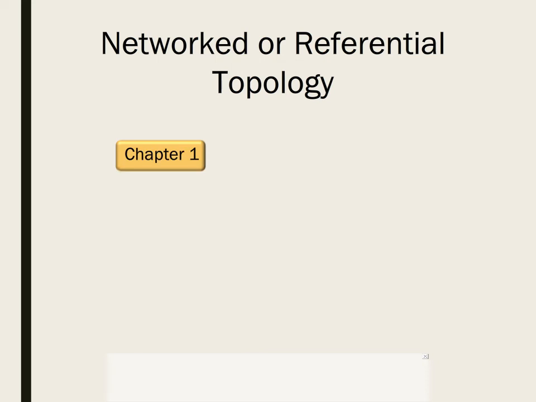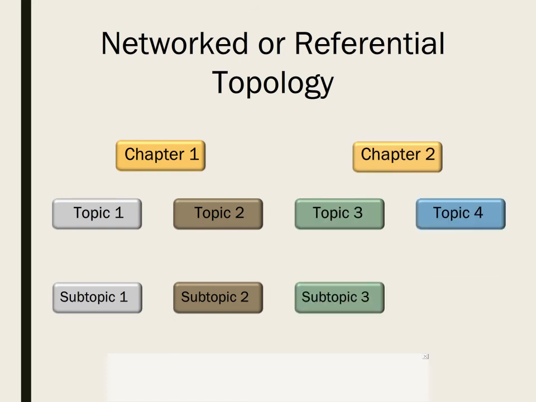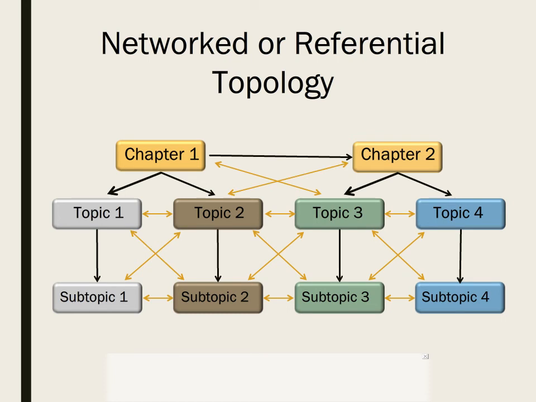In a networked or referential topology, the topic boxes look very similar to the hierarchical topology. The difference appears when you consider the navigation between and amongst the topic boxes. In a networked or referential topology, there are no limits, no rules about the order in which a learner can review the information. This topology gives the learner significant control over the learning experience.